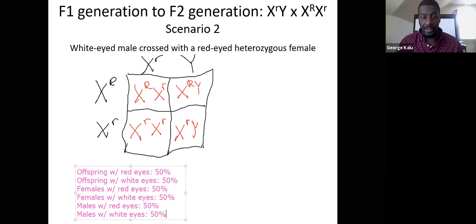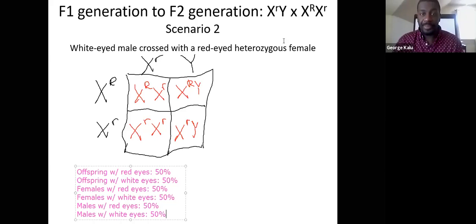50%, right? Exactly. So here we see, as a whole, there's a 50% chance of having an offspring with red eyes and a 50% chance of having an offspring with white eyes. If you're looking at just females, there's a 50-50 chance of a female having red eyes versus white eyes, and the same trend for males. So again, we're starting to see different scenarios and different outcomes depending on where that initial recessive allele was found, whether it was found in mom or dad or both.